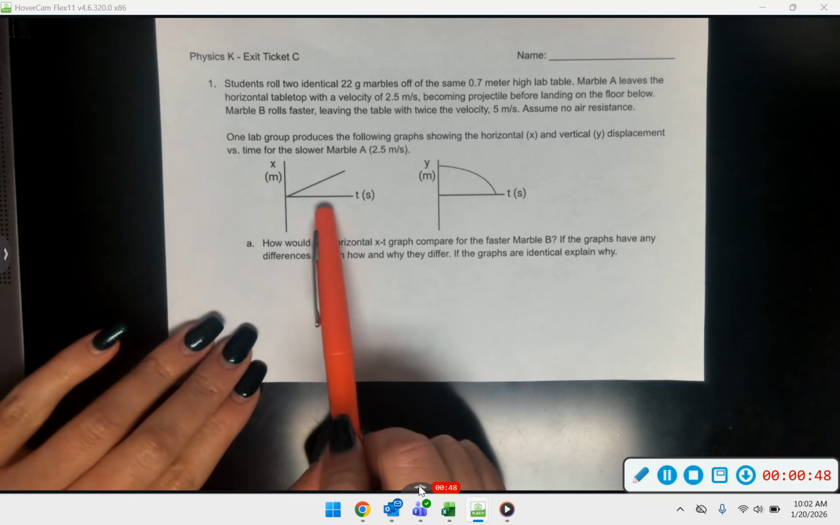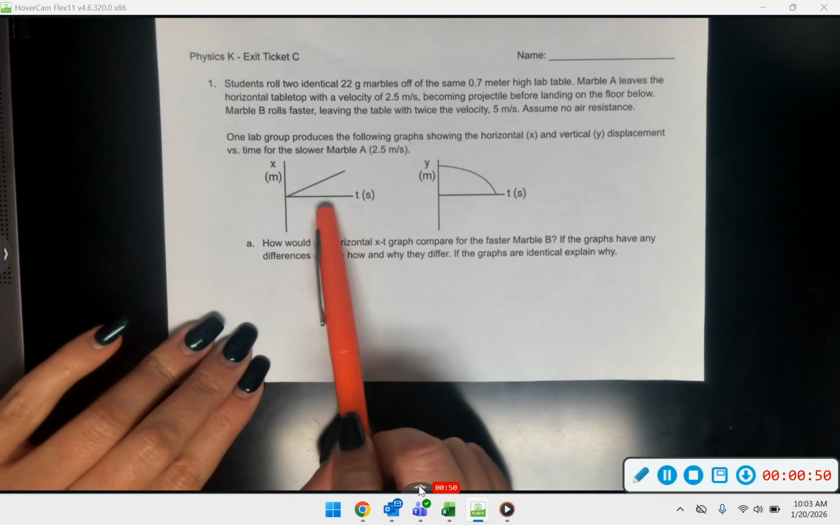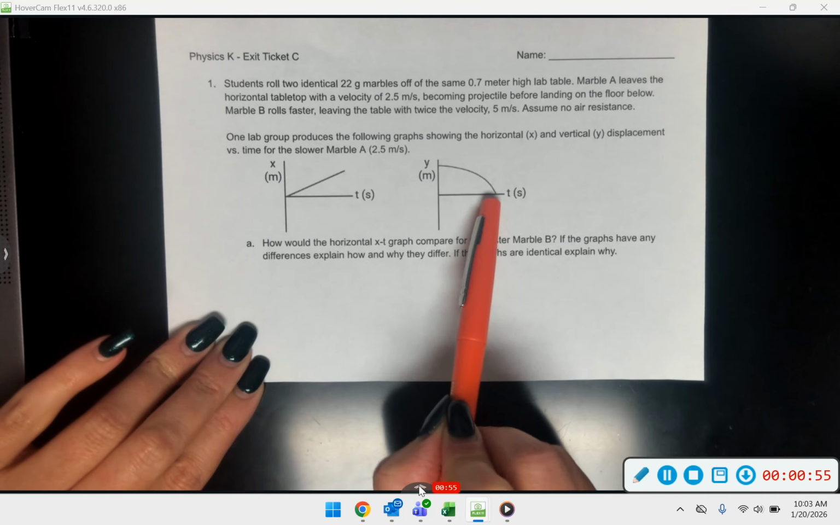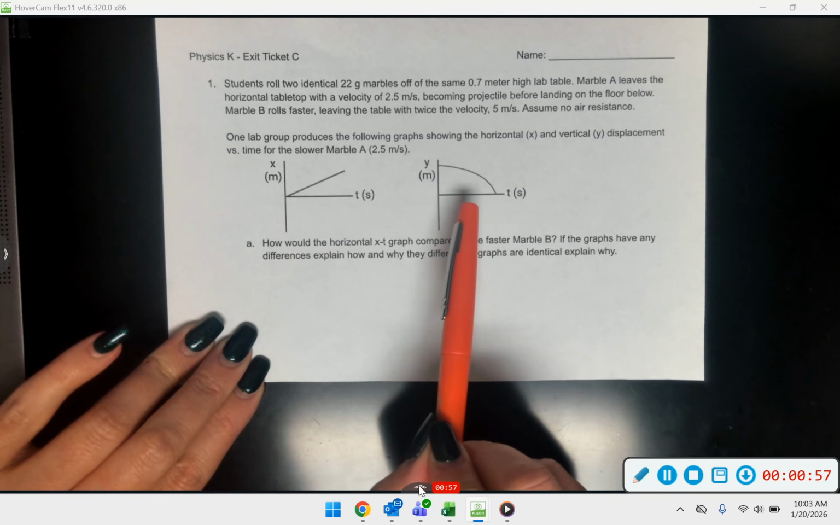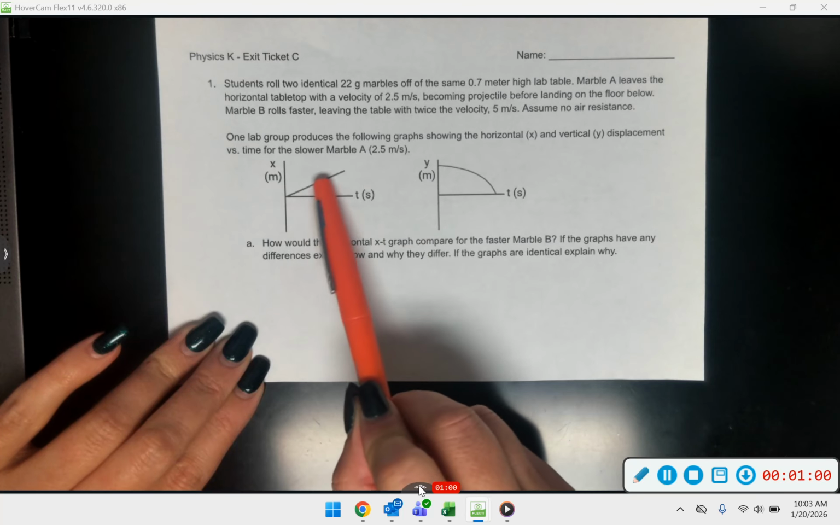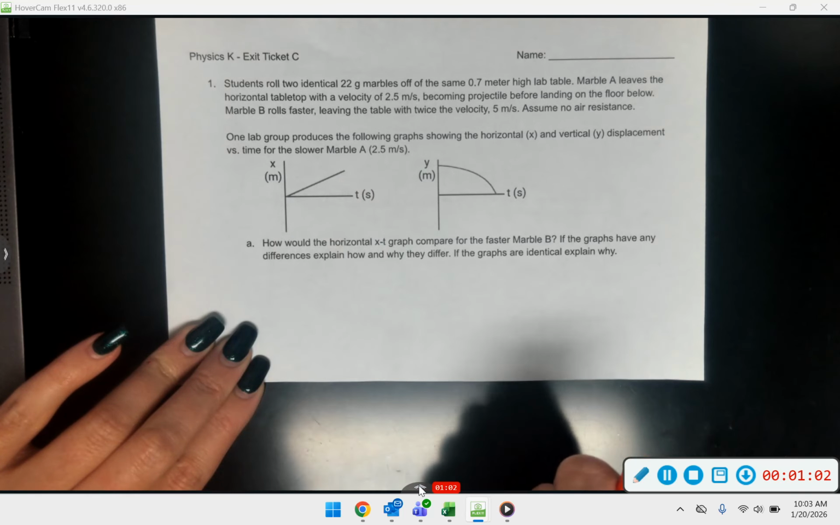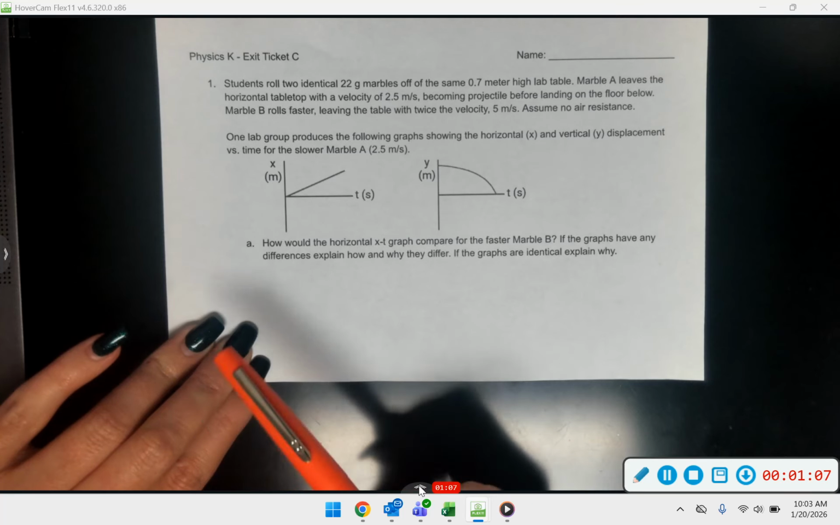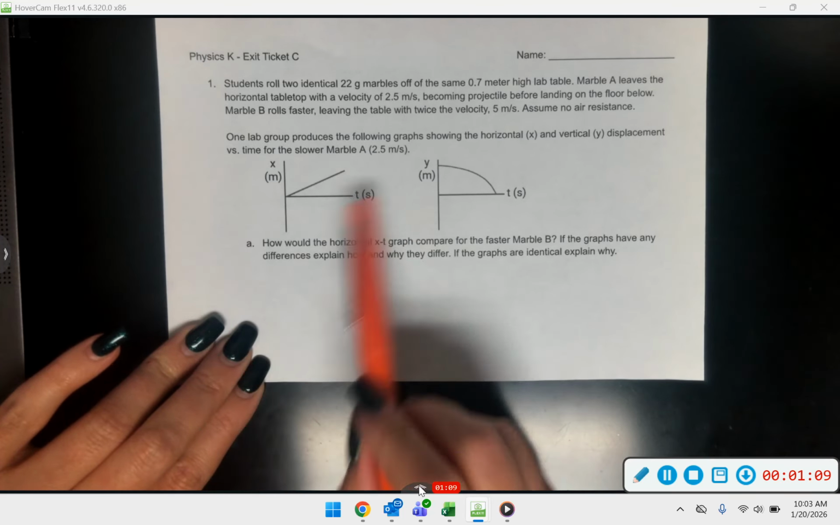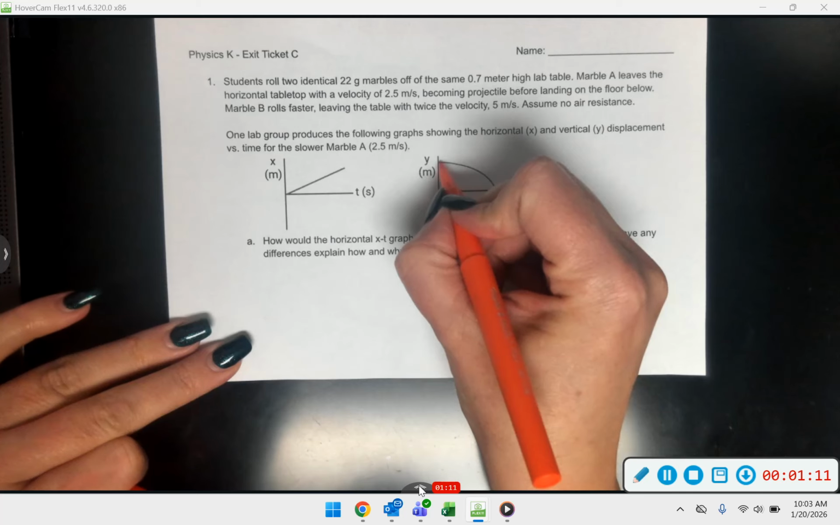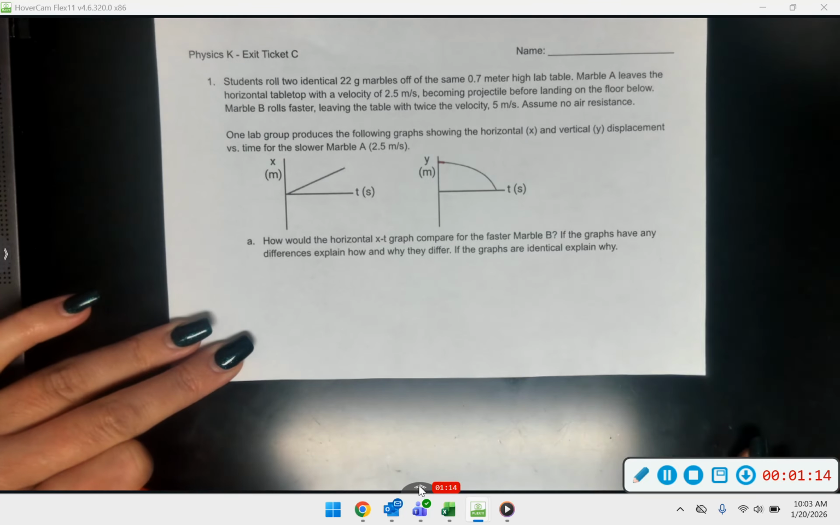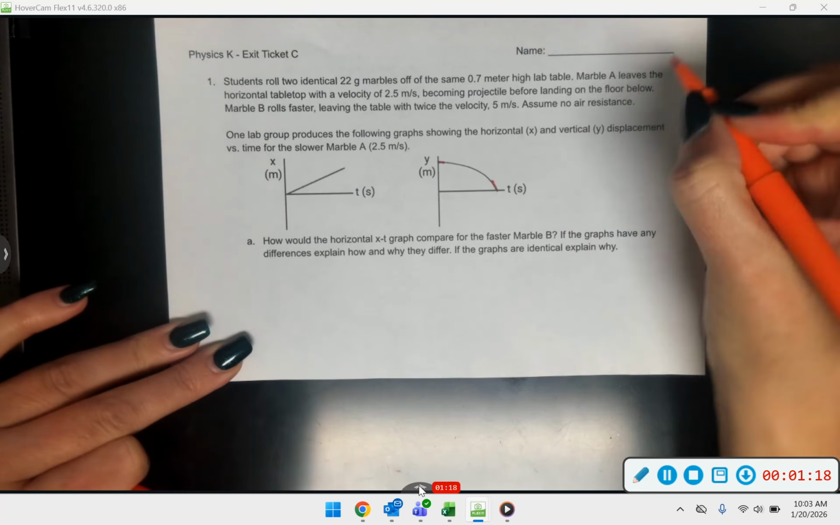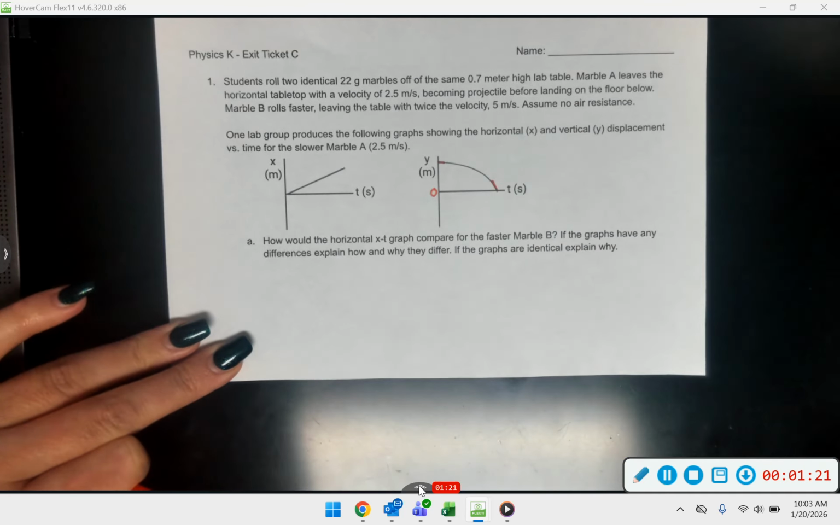So this is the XT graph for marble A. And this is the YT or vertical displacement time graph. These graphs make sense for a projectile because this one shows a constant forward velocity, which is exactly what we would expect with any projectile. And for a horizontal launch, which is basically what this is, rolling off of a lab table, we would expect that the vertical velocity starts out basically at 0 and then gets faster and faster, which is why our slope here gets steeper and steeper until it reaches a position of 0, meaning it's hit the ground.